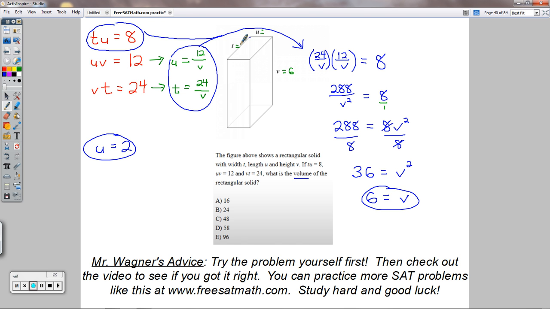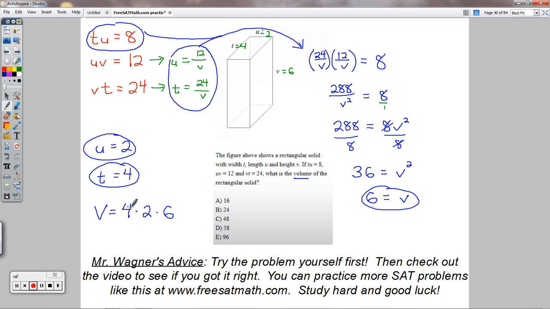And so I've got a 2 up here, and v times t is 24. 6 times what number is 24? t must be 4 in that case. And so the volume is going to be length times width times height. I know that t is 4 here. I'll just write that in quick. So I've got 4 times 2 times 6.